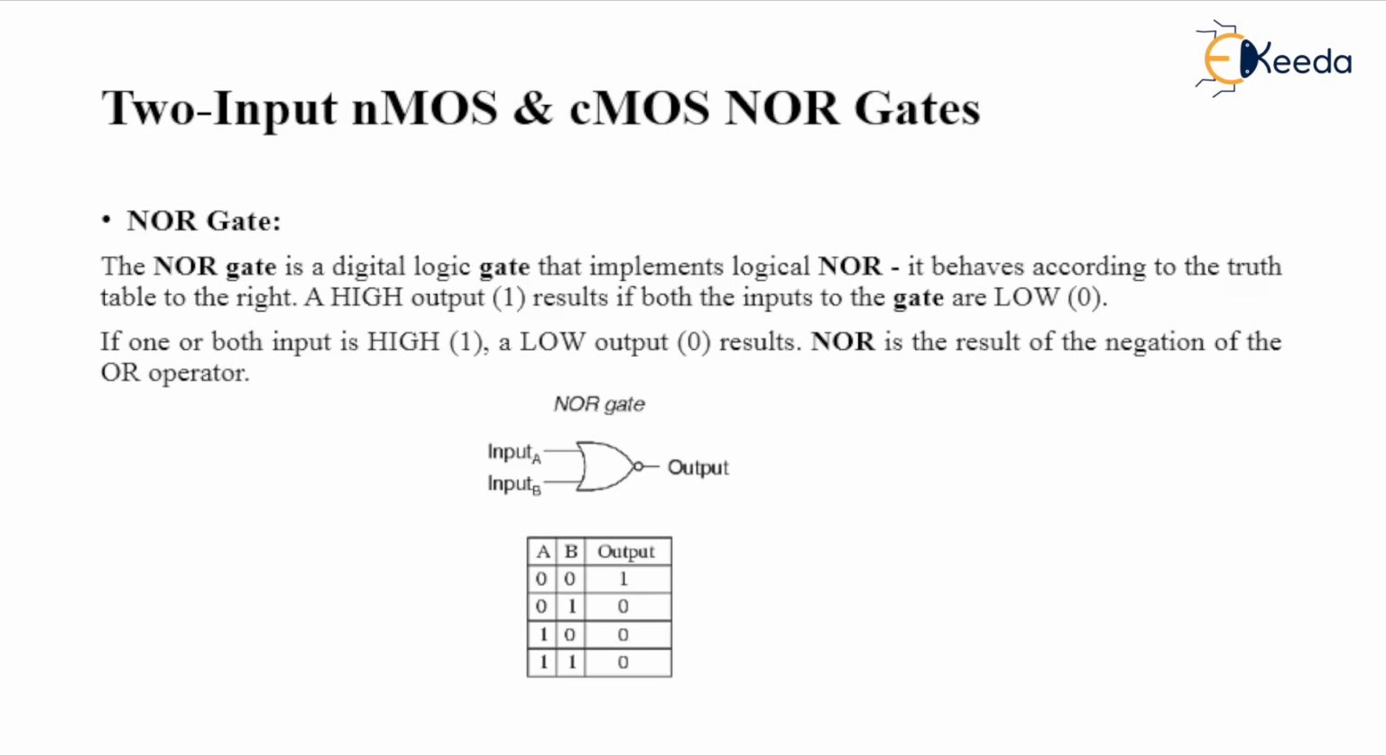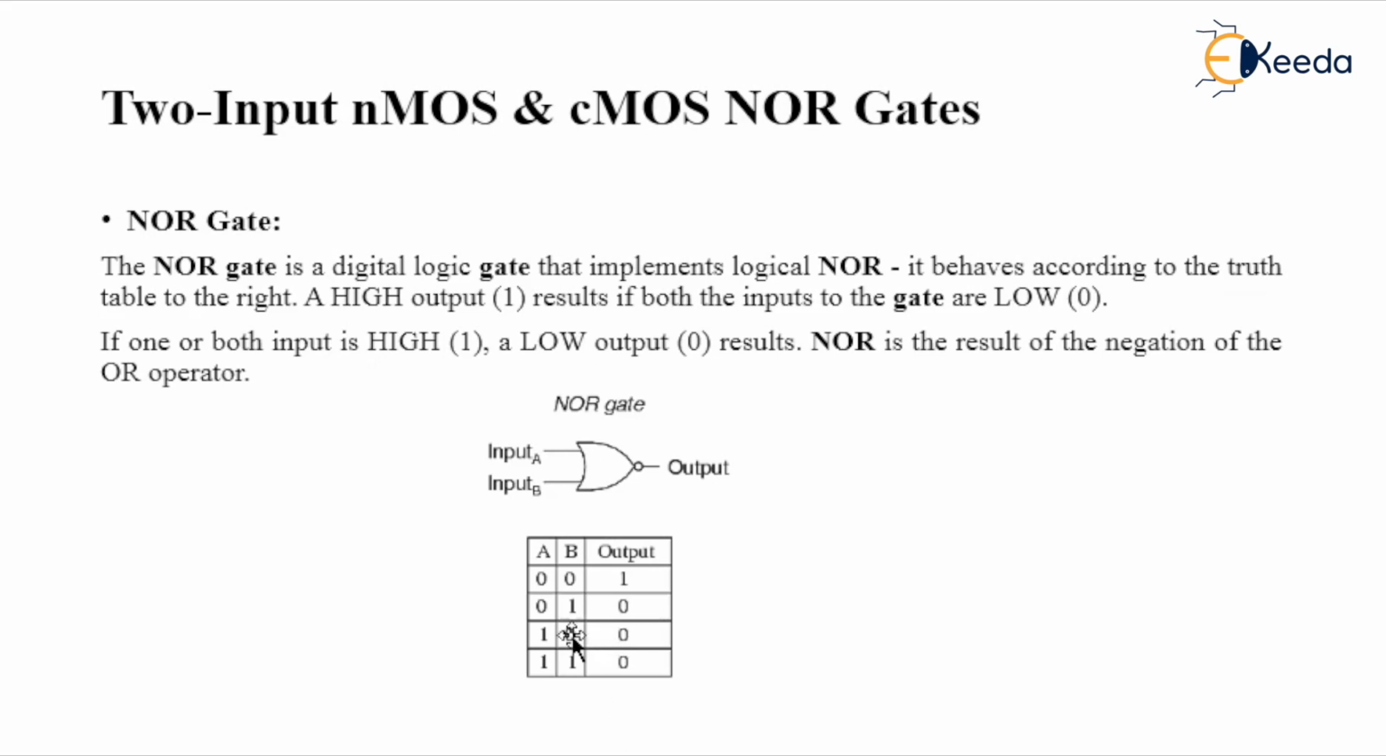The NOR gate is a digital logic gate that implements logical NOR, nothing but complementing of OR. So it behaves according to the truth table. A high output, 1, results if both the inputs of the gate are low. So see here, if both the inputs are at logic 0, the output will be high. If one or both inputs are high, the output will be at low.